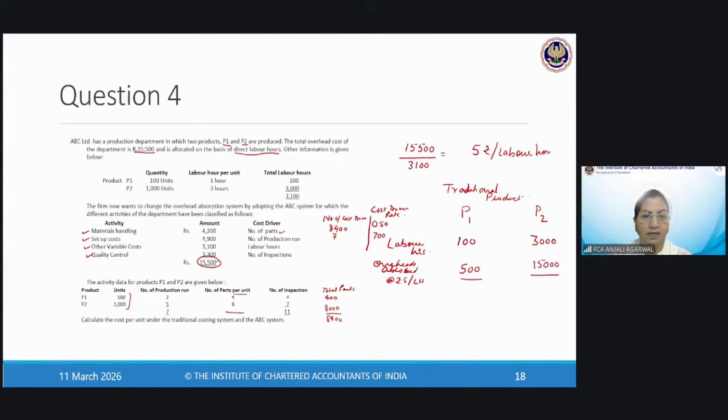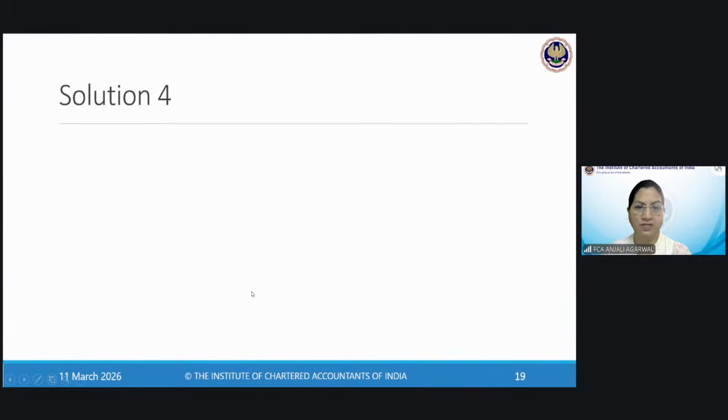Then 3,100 labor hours. So labor hours are mentioned also, 3,100. So this comes out to be 1 rupee per hour. And number of inspections is 3,300. Total 11 inspections have been undertaken. So 3,300 divided by 11, 300 is the inspection rate. Now we will calculate the cost per unit under the traditional and under the ABC.